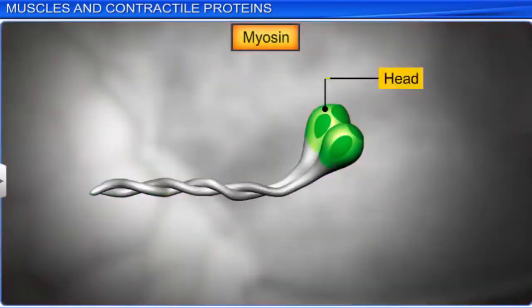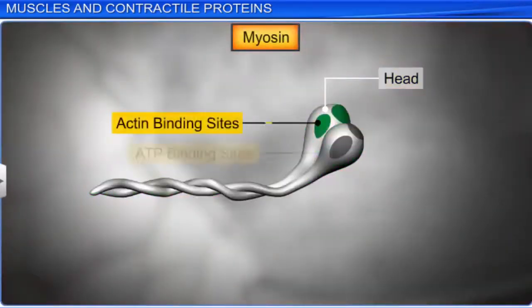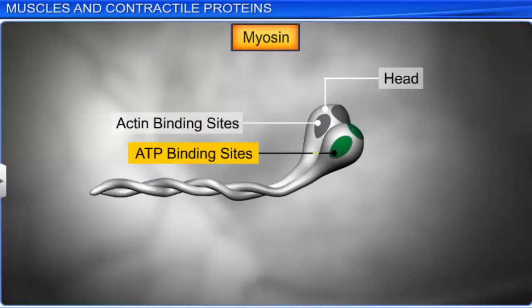The head has binding sites for actin and ATP. Additionally, it has an active ATPase enzyme that breaks down the ATP into ADP plus inorganic phosphate, thereby releasing energy.